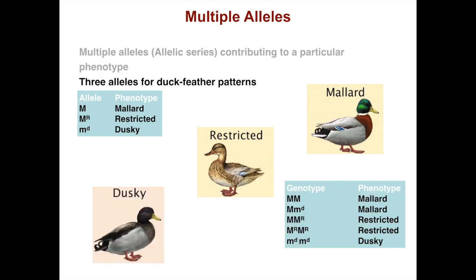So if you get 2 copies of mallard, your phenotype is mallard. If you get mallard and dusky, mallard is dominant over the dusky phenotype, so you get a mallard look. If you get mallard and restricted, you get the restricted phenotype. And if you get 2 copies of the restricted, of course, you would get a restricted phenotype. And if you get 2 copies of dusky, then the duck looks dusky.